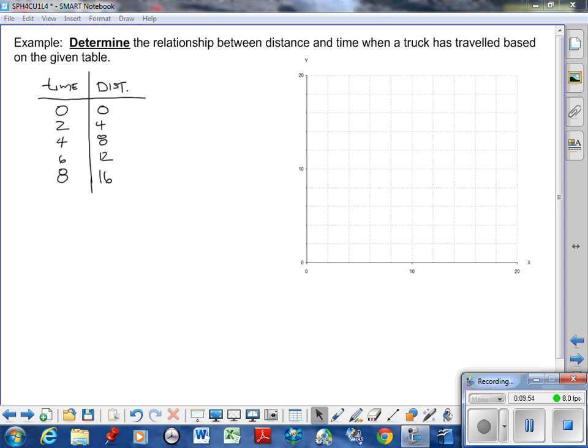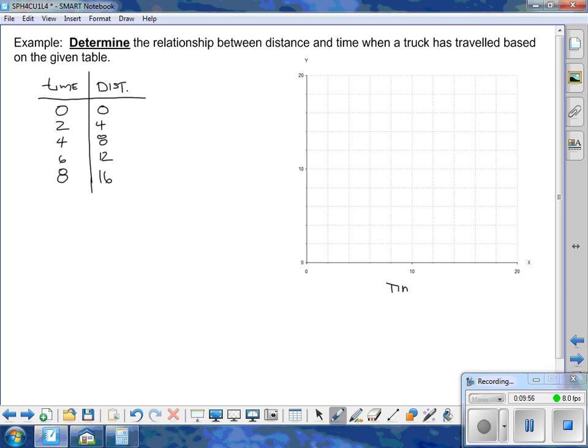So what we're going to do is plot it on a graph. Time on this axis, and we'll put distance on this axis, and we're just going to plot our points. So 0, 0. Each notch is worth 2, so 2 and 4, 4 and 8, 6 and 12, 8 and 16.